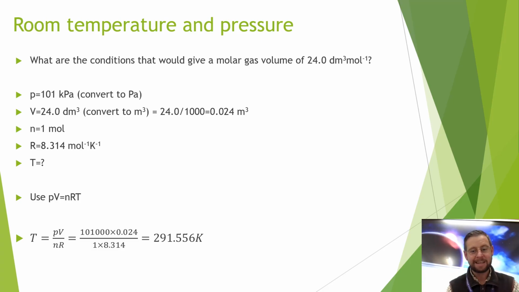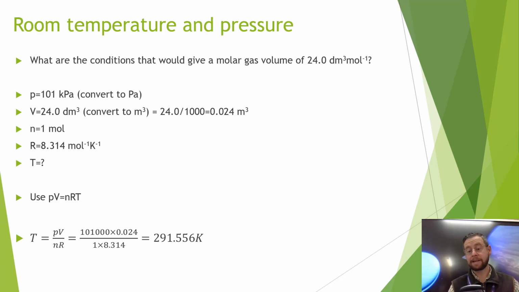And the answer is 291.556 Kelvin, which my calculator tells me is about 18.5 degrees. So that's how you would use it to work out things like the room temperature and pressure, temperatures or pressures.